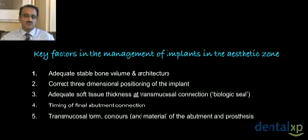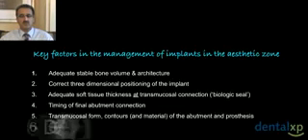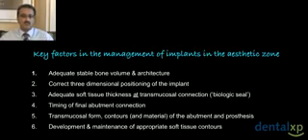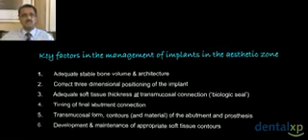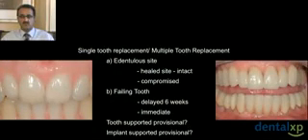The transmucosal form, contours, and to some extent the material of the abutment and prosthesis are extremely important. We understand that the contours of our transmucosal components should have a narrow, concave form. The smaller the components, the more volume of tissue, which is what we're looking for today. And then, of course, we need to develop and maintain the correct, appropriate soft tissue contours.